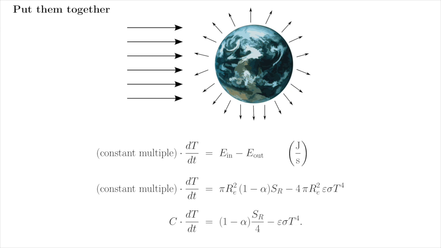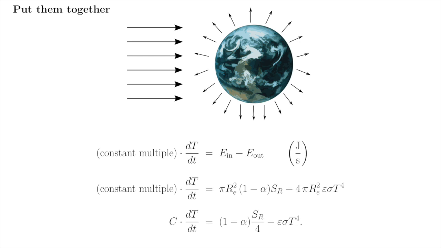So the way the temperature changes over time is going to be a balancing act between the energy in and the energy out. So we set up this equation where we're essentially saying the way the temperature changes is proportional to the difference between the energy in and the energy out. So we have a constant multiple times the rate of change of temperature with respect to time equals the energy in minus the energy out. So if we put in the equations for energy in and energy out that we've already seen, that's what we'll have on the right-hand side.